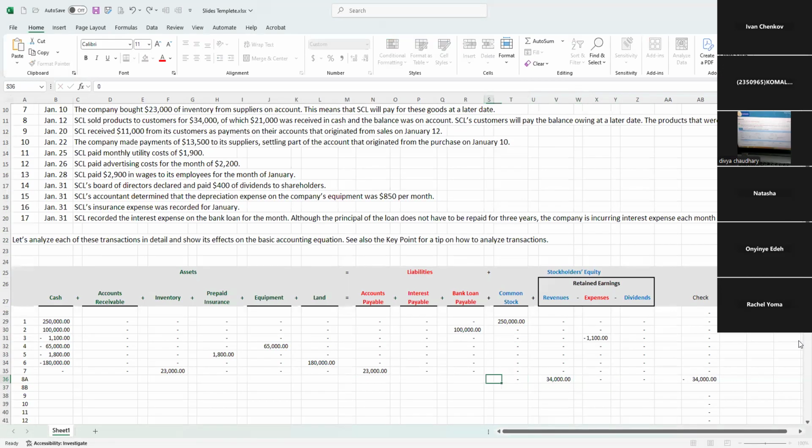No common shares, nothing on the liability side. So where are we going to go? We got cash of $21,000, but we are short. You see here, we're short $13,000. We are off balance $13,000. So who has to pay it? It's accounts receivable, from the client.